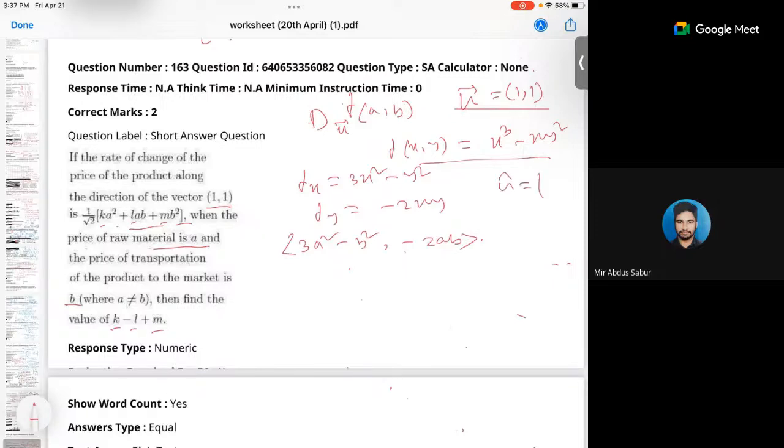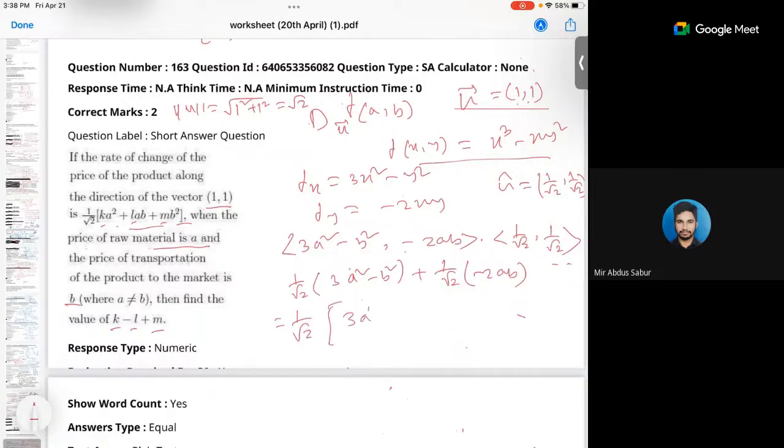That is, u is equal to... since the norm of u is root over 1 square plus 1 square, that is root 2. So it will be u by norm of u, that is (1 by root 2, 1 by root 2). So the dot product is 1 by root 2 times (3a square minus b square) plus 1 by root 2 times minus 2ab. That is 1 by root 2 times (3a square minus b square minus 2ab).